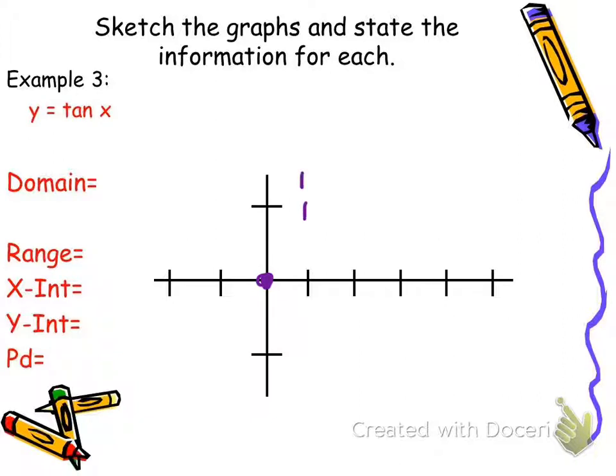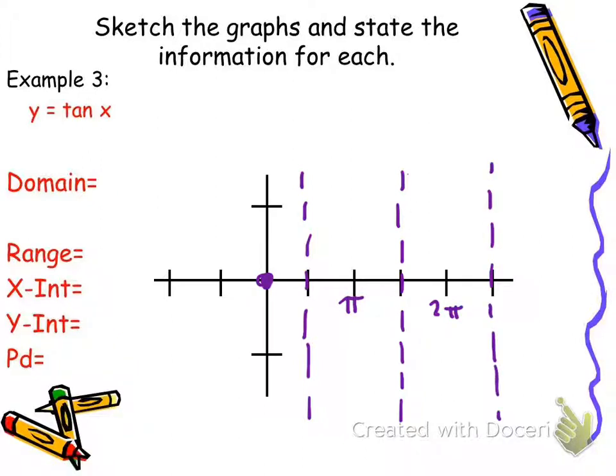Right, so I got a pi over 2 here. This would be pi. This is 3 pi over 2. This is 2 pi. And that's 5 pi over 2. And that's those odd multiples of pi over 2 again, isn't it? So all my odd multiples of pi over 2, break it. Asymptote lines.